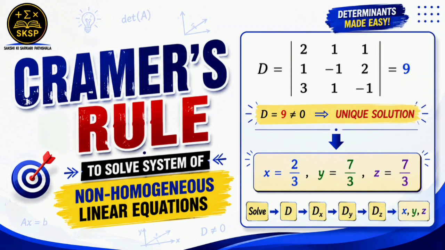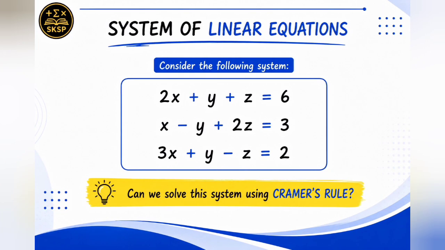In this video, we are going to solve a system of three linear equations using Cramer's rule. Consider this system. Here we have three equations and three unknowns, that is x, y and z. So our goal is to find the values of x, y and z that satisfy all three equations.